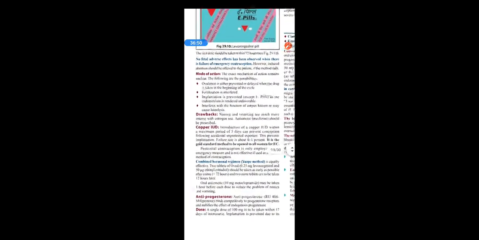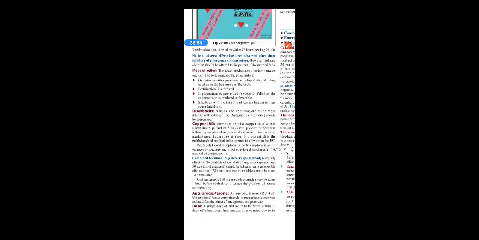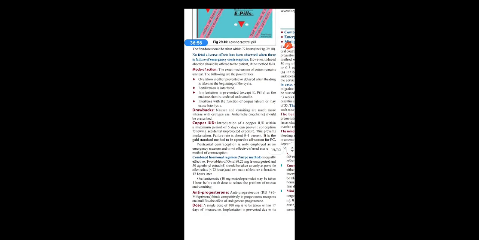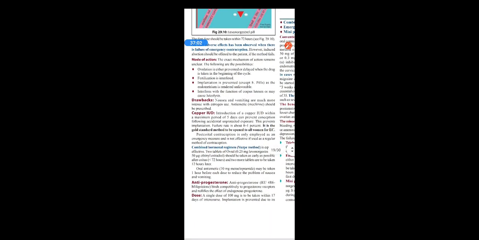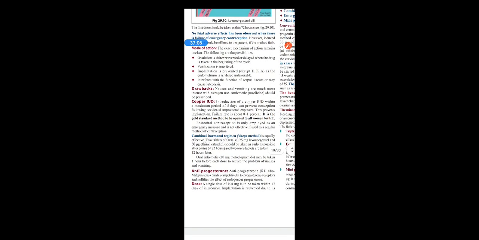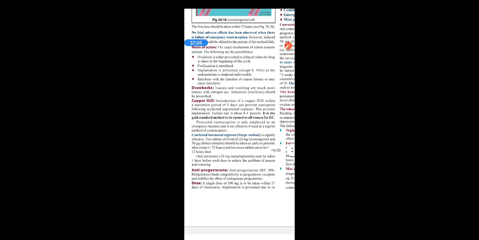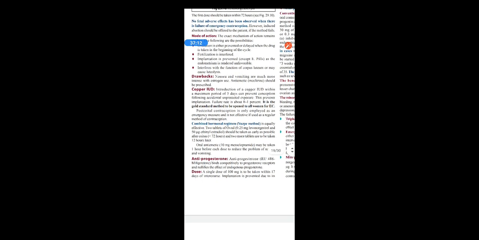Mode of action, here the possibilities are: ovulation is either prevented or delayed when the drug is taken in the beginning of the cycle. Fertilization is interfered with. Implantation is prevented as the endometrium is rendered unfavorable. It interferes with the function of the corpus luteum and may cause luteolysis. Drawbacks: nausea and vomiting will be there.